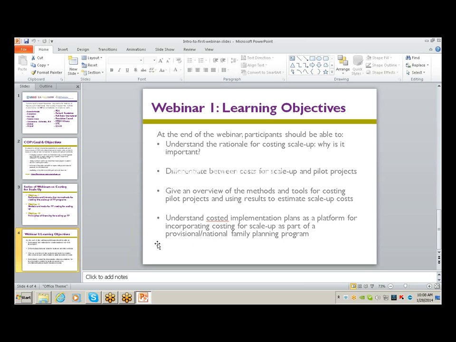And our second presenter for today will focus mainly on costed implementation plans as a platform for incorporating costing for scale up, so that this becomes part of the national family planning programs.